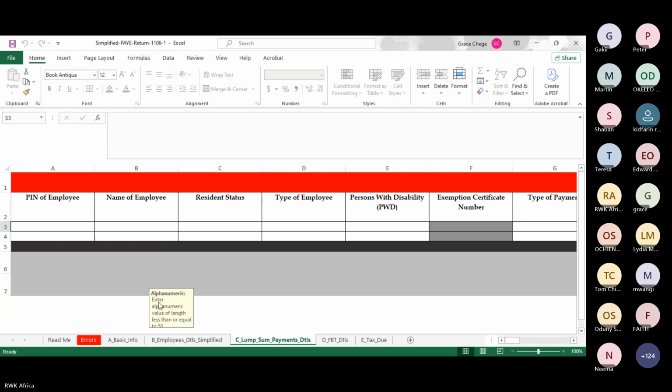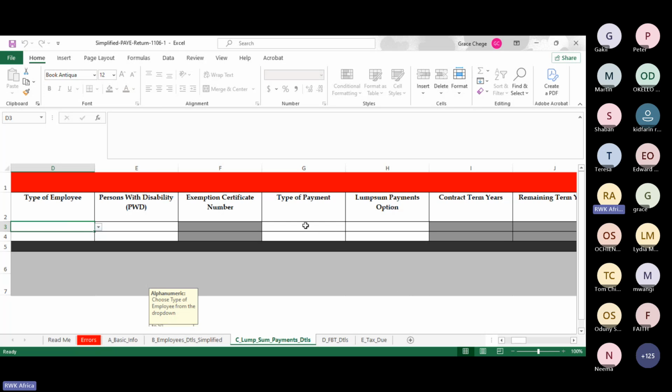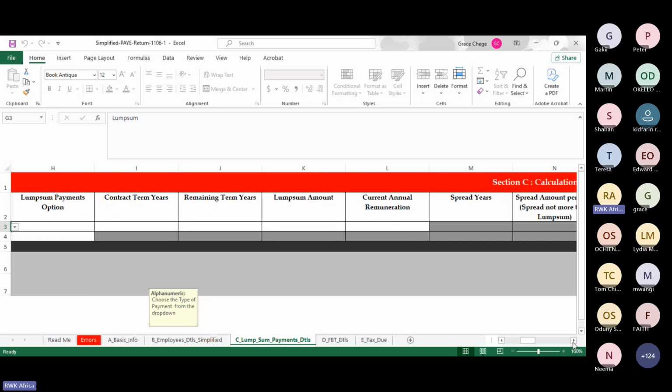On the lump sum, I want to show you how gratuity and arrears has been incorporated. So when you come to the type of payment, now it gives you the option of selecting whether you're filing for lump sum, gratuity or arrears. So if you select one, you realize that these columns that had been grayed out or that had been protected, now you can be able to fill the relevant fields.